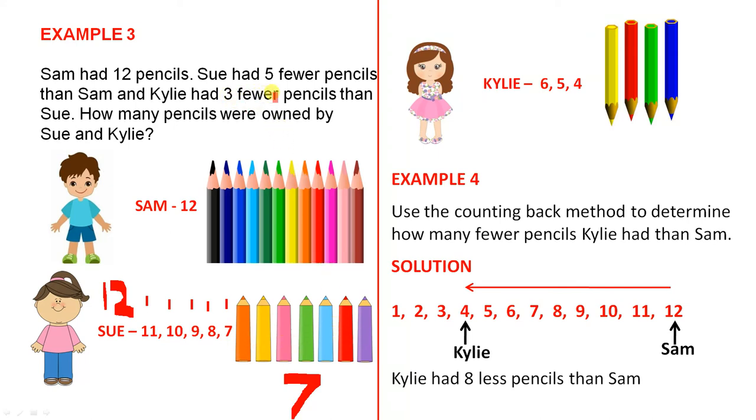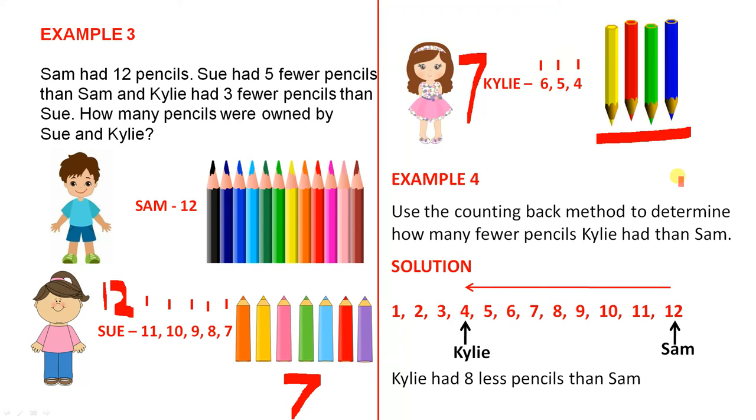Kylie had 3 fewer pencils than Sue. So we remember Sue has 7, because there it is there. So we have to count back 3 places from 7. 1, 2, 3. So guess what? Kylie has 4 pencils.